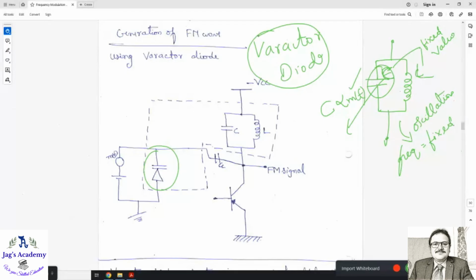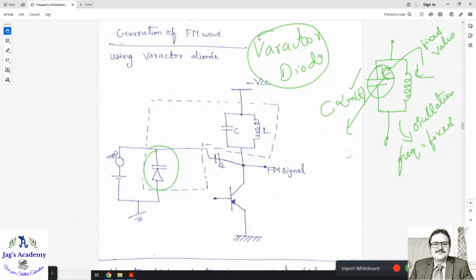And what will this varactor diode do? What is the property of this varactor diode? It is something like voltage to capacitance. Input is voltage variation, output is capacitance variation. The capacitance of the varactor diode will vary according to the input voltage.